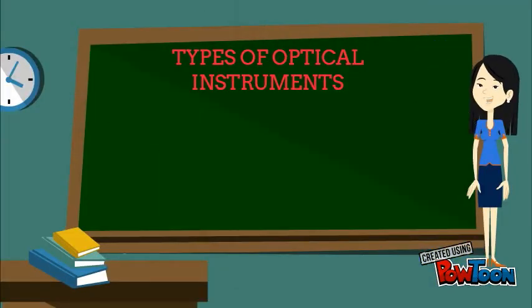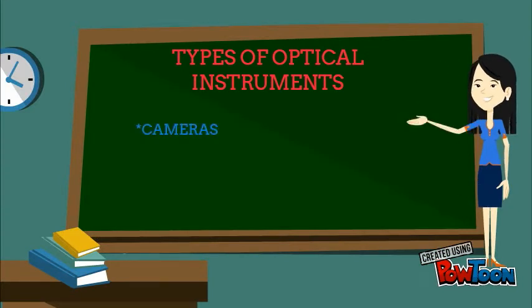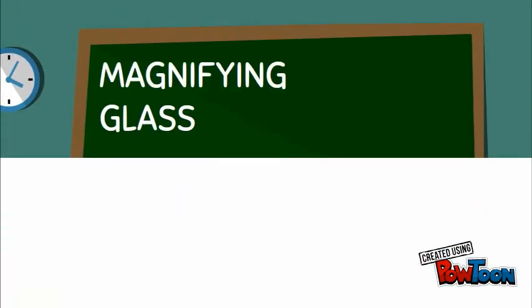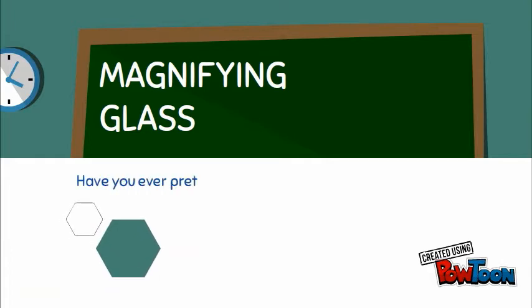There are 5 types of optical instruments based on reflection and refraction of light. They are magnifying glasses, cameras, microscopes, telescopes, and the human eye. Our first topic will be the magnifying glass.